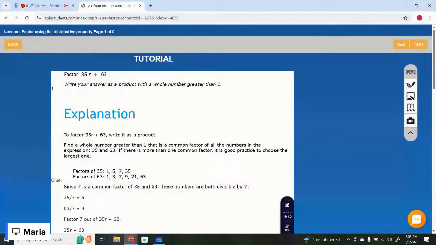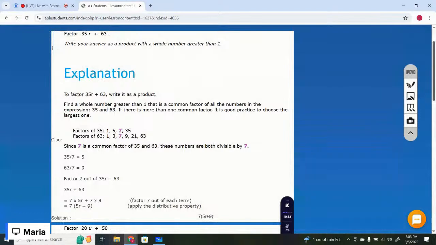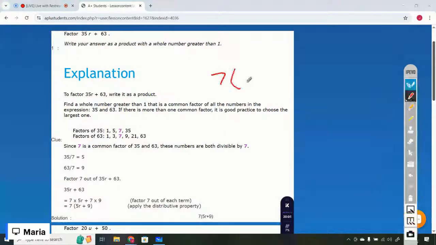Factor 35r plus 63. So we need to find the common number that is common factor of 35 and 63. So 7 is the common number that can divide both 35 and 63. So let's just take common 7. 7 times 5 is 35, that is 5r plus 7 times 9 is 63. So 7 times 5r plus 9.